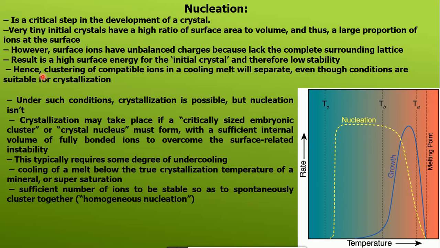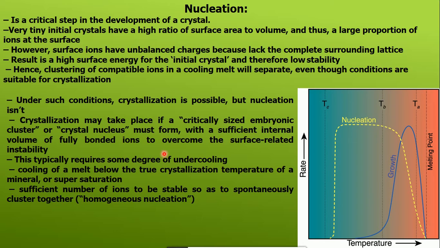Hence, clustering of compatible ions in a cooling melt will fail even when conditions are suitable for crystallization. Under such conditions, crystallization is possible but nucleation is not. Crystallization may take place if a critically sized embryonic cluster or crystal nucleus forms with a sufficient internal volume of fully bonded ions to overcome the surface related instability.